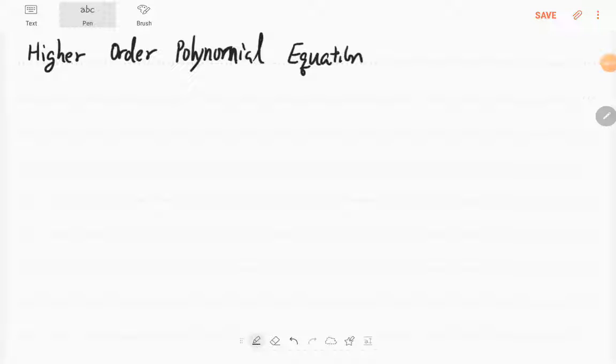Let's look at another type of equation, which is called a high-order polynomial equation. So far, we have a linear equation, where the power of x equals 1, and the quadratic equation, where the power of x equals 2, right? Now we have another equation where the power of x is more than 2. So this is the high-order polynomial equation.